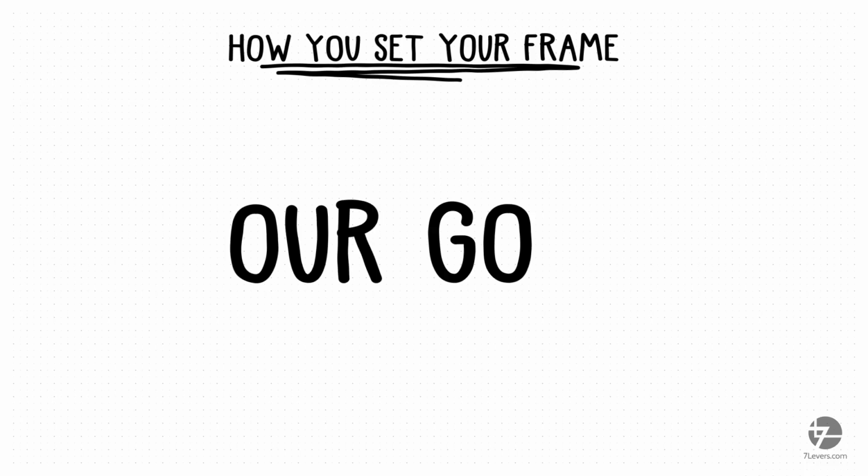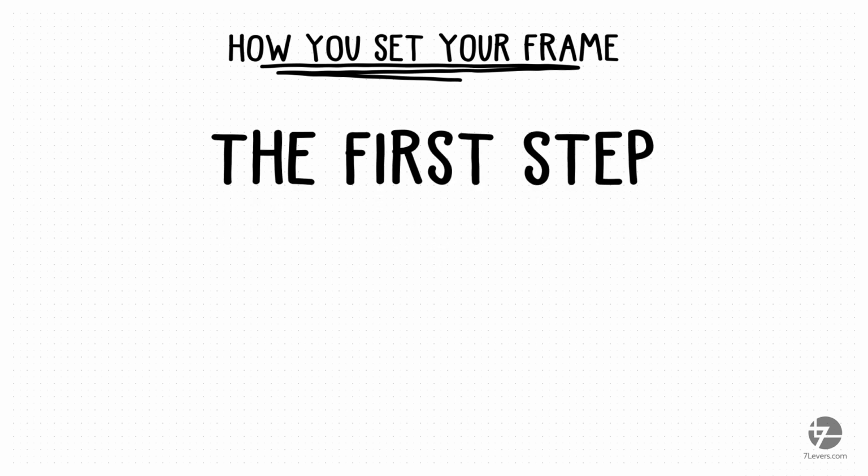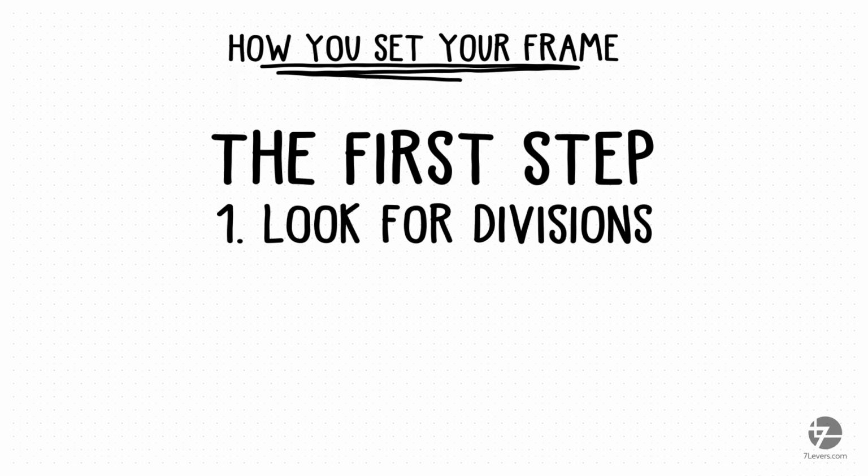Our goal here at the highest level is to really identify if we have different business units or different product lines within your business, or anything else that might mean that we need to separate it out and map it individually with its own set of 7 levers. The first step that we can use to identify whether we need separate sets of 7 levers is to look for obvious divisions inside the business.